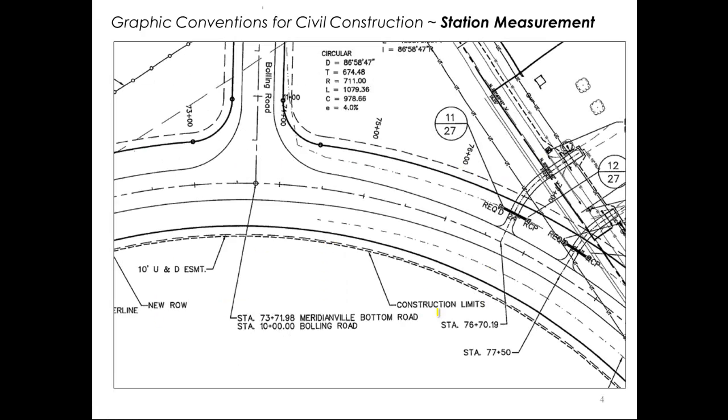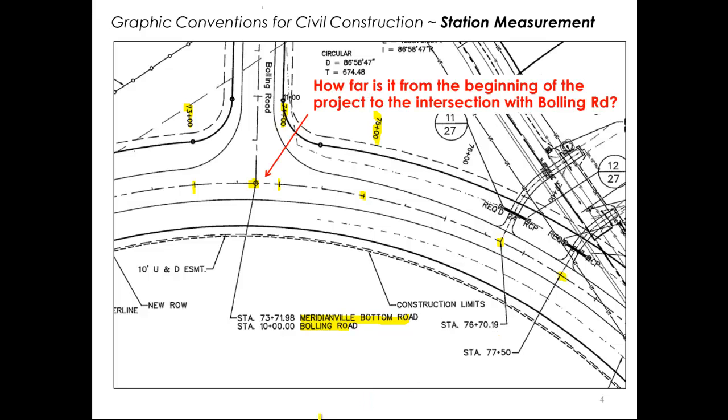Let's look at a segment from a road construction project. First thing, let's find our stationing. So here's 73 plus 00, and there's the tick mark. 74 plus 00 is kind of hidden here. 75, and so on. What we have right here is an intersection. Our main road is called Meridian Bottom Road, and it's intersecting with Bowling Road. Looking back at the center line, we can also see a couple of driveways that are shown.